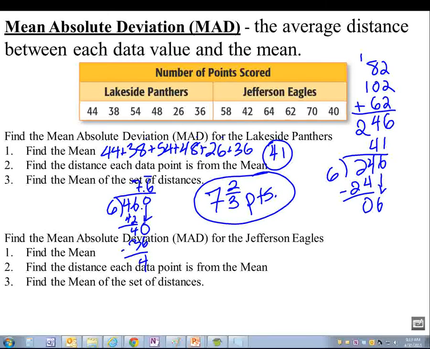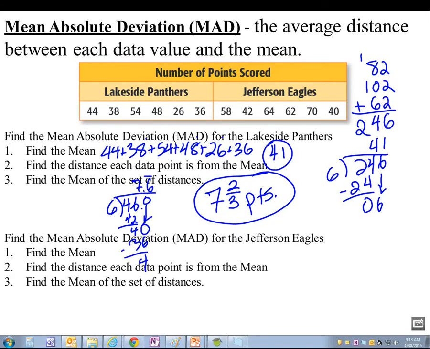All right. I want you to do the mean absolute deviation of the Jefferson Eagles on your own. And YouTube, you can pop forward in 5 minutes. So we're going to see if they're on the right track in 5 minutes. There's going to be boring silence for 5 minutes for the people viewing this at home, since there's like a third of the class that's out today.